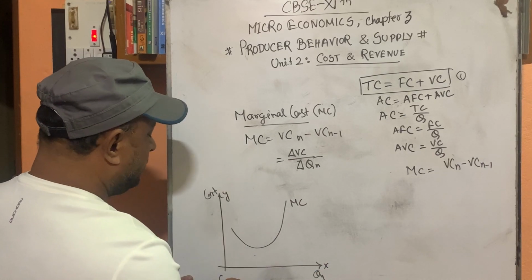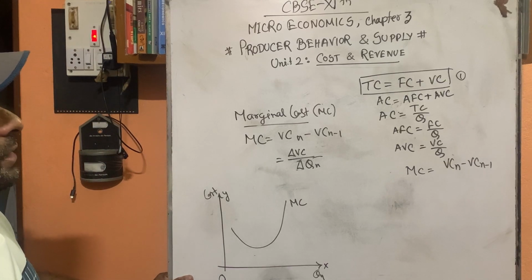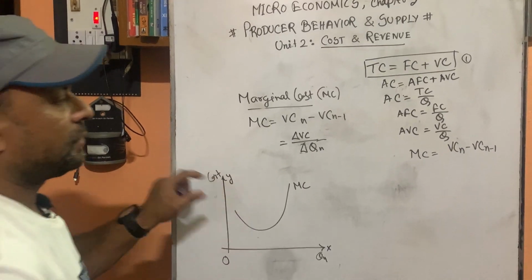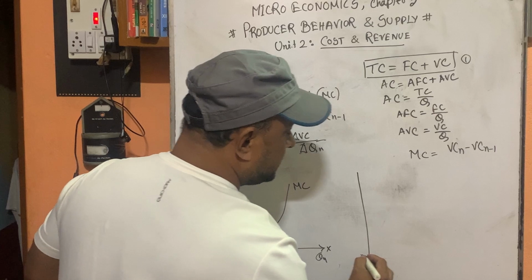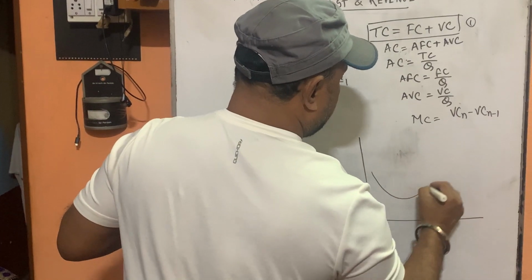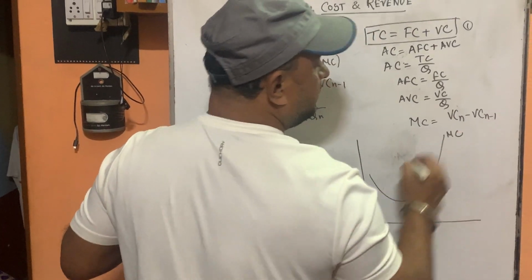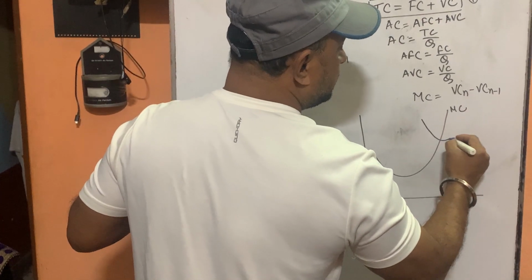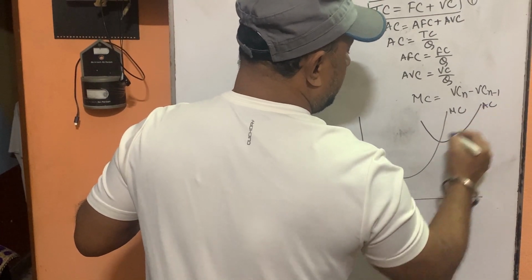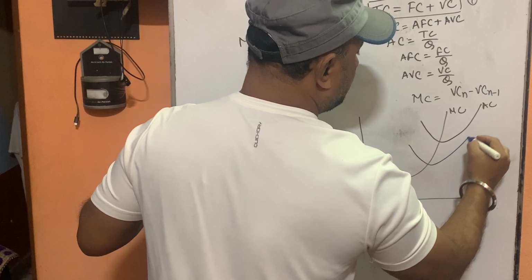Okay, now how are these four related? Total cost, average cost, variable cost, marginal cost. This is our marginal cost curve. This is our average cost curve. This is our average variable cost curve.